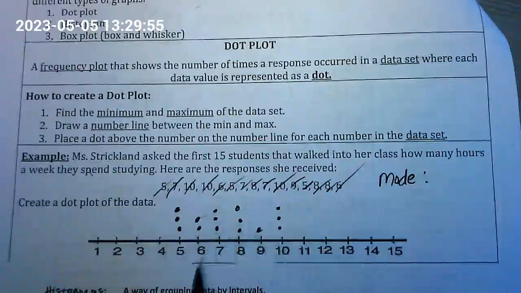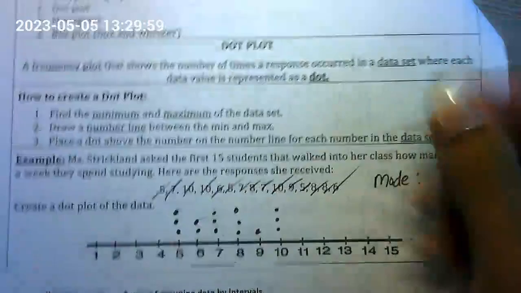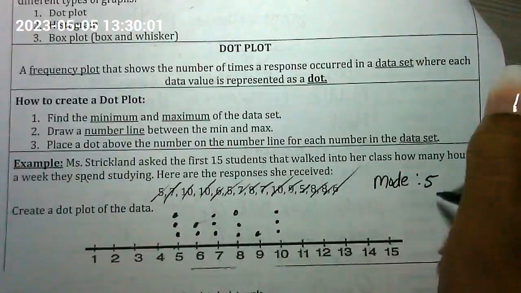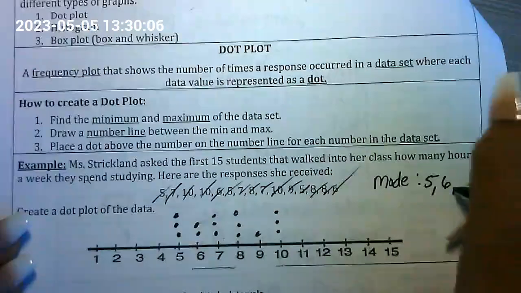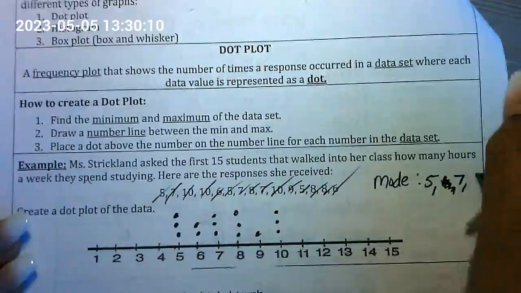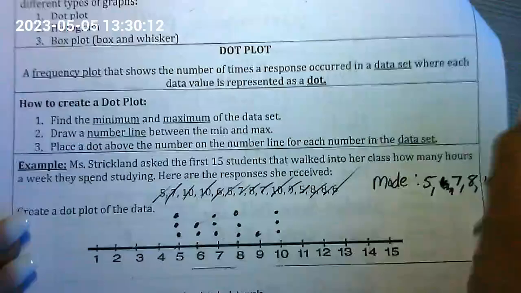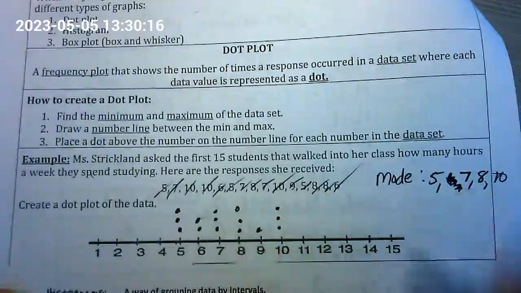Mode is most. So you see how 5 has 3, 7 has 3, 8 has 3. So the mode, we have 4 modes. We're going to have 5. Nope, sorry, it blacked out. So I got 7, 8, and 10 are my modes. Okay, and then what would my median be?